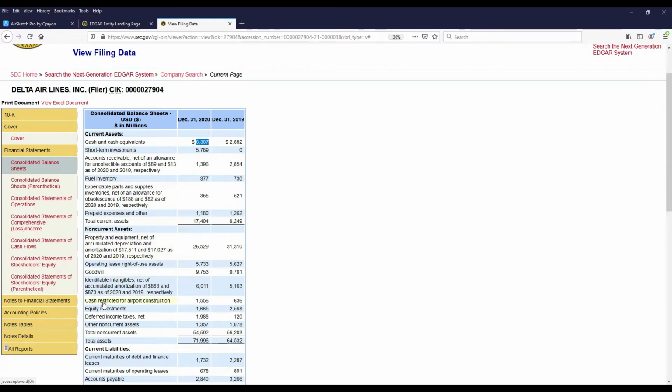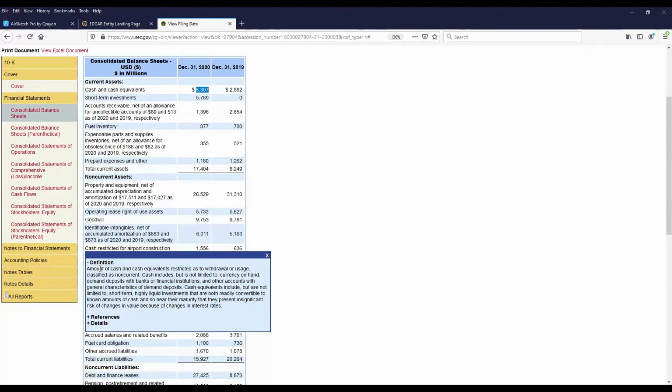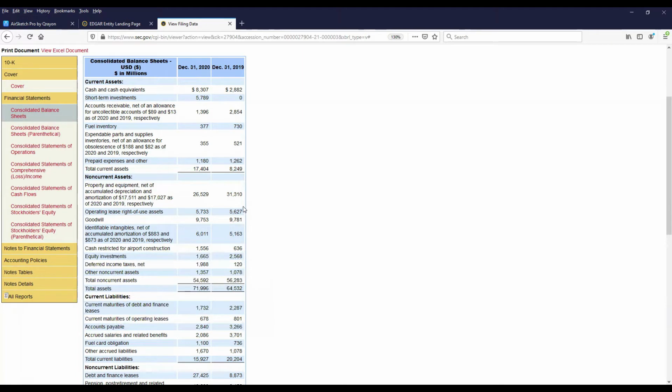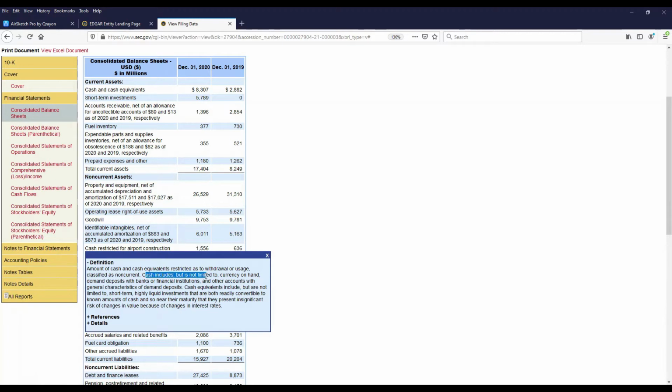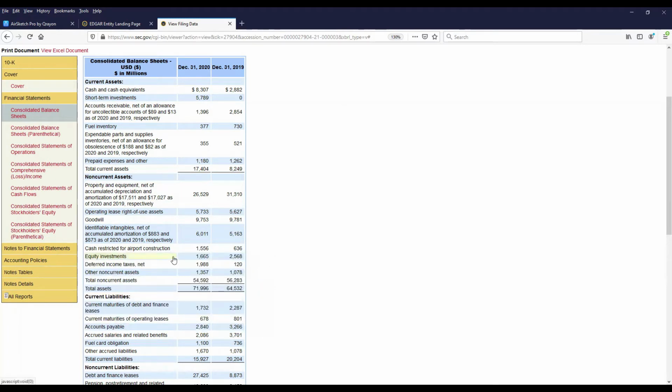Oh, we have here cash restricted for airport construction, right? If you click here, then you can see the accounting standard definition or company's own definitions of it. Amount of cash and cash equivalents restricted as to withdrawal or usage, classified as non-current, right? Delta is planning to use the cash for airport construction. How much? 1.5 billion. Much later than 1 year, right? So we can say that it's not true if you say cash is always current assets.